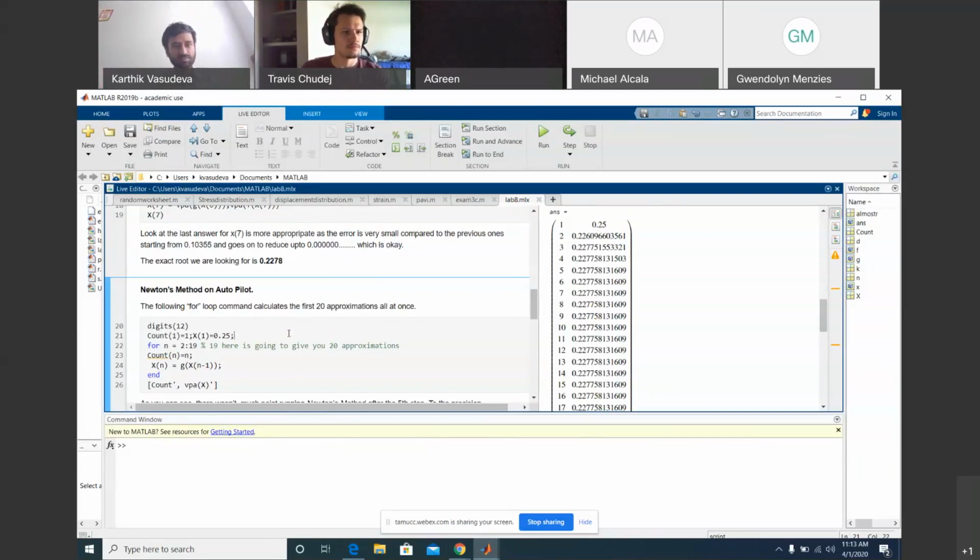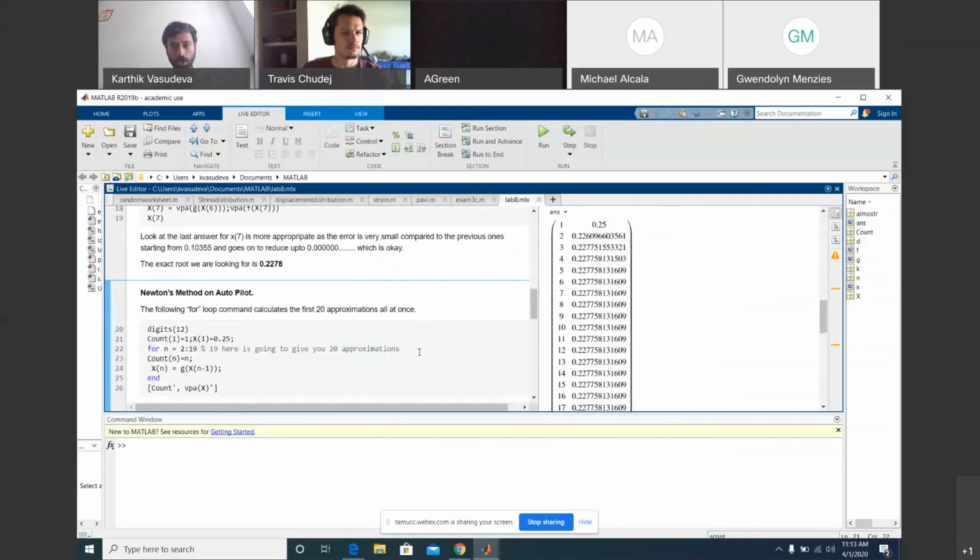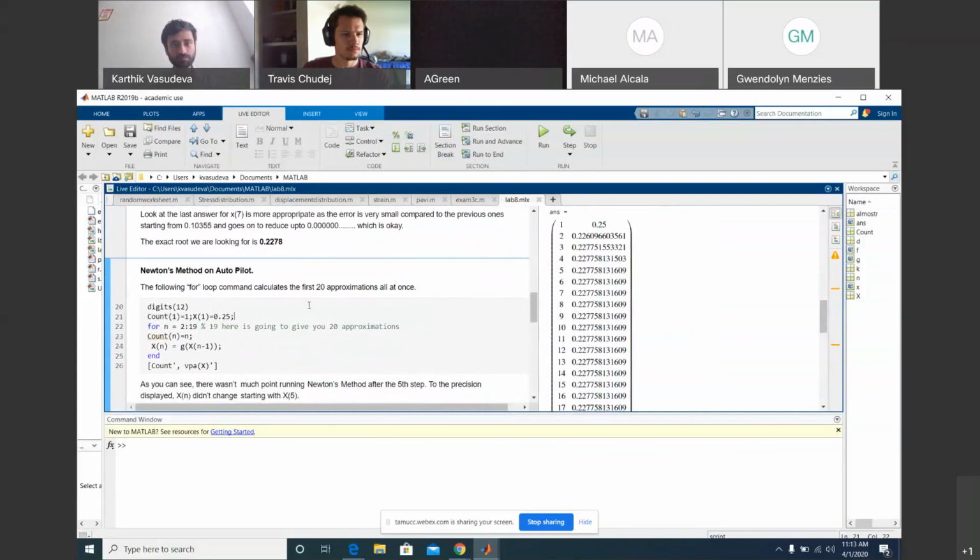The next is Newton's method on autopilot. What we have done so far is type all those one after the other. I mean, the iterations we have done are one after the other until we got a suitable 0.2278. Right. So there is one code which stops at the right moment. This code is going to give you the first 20 approximations. The digits 12 signifies 12 significant digits. If you count these digits, it's 12.